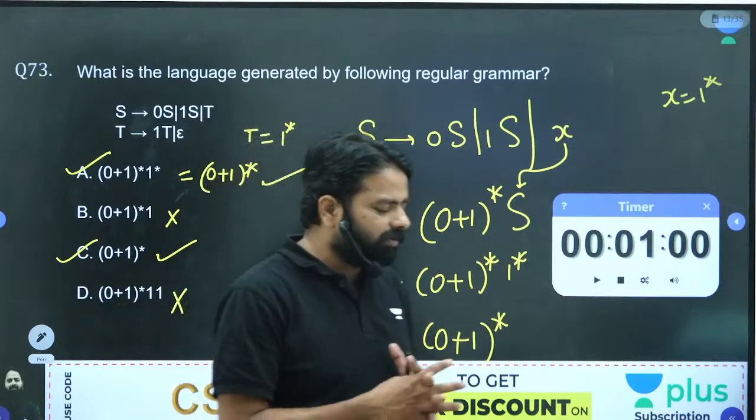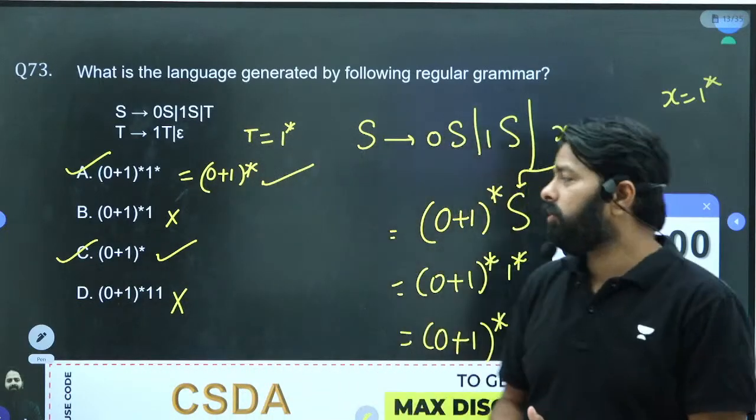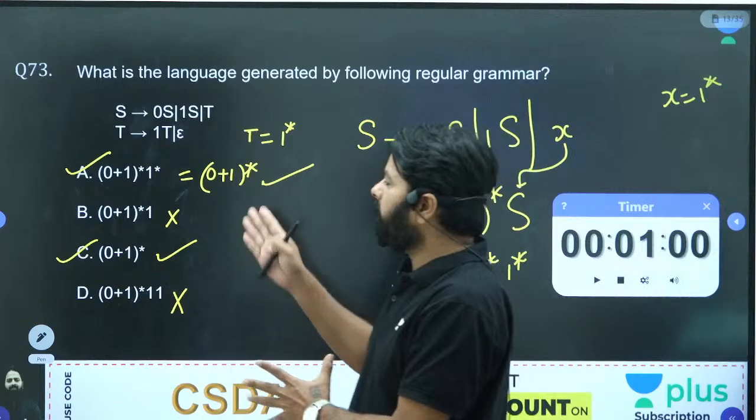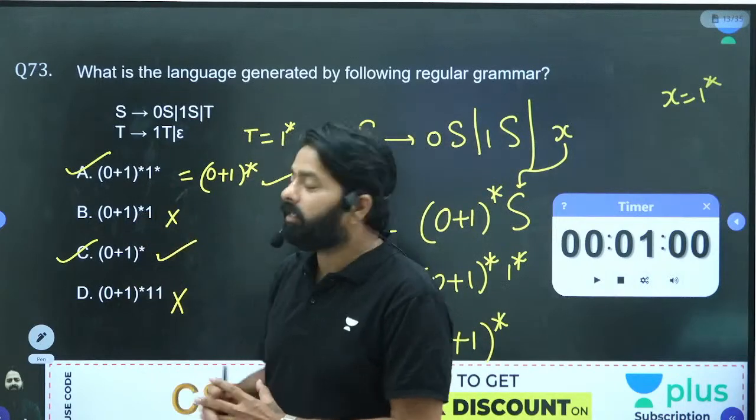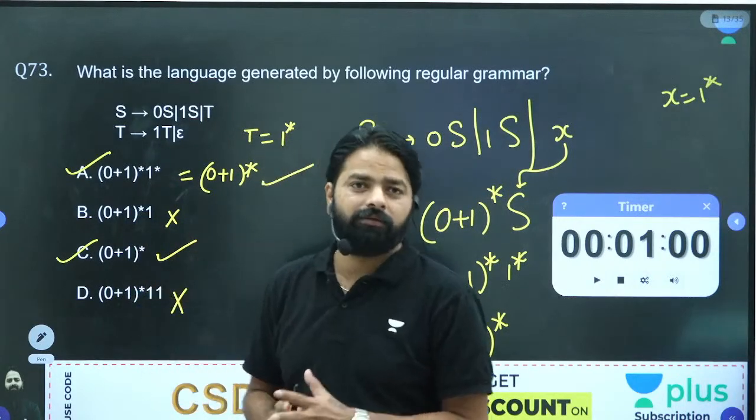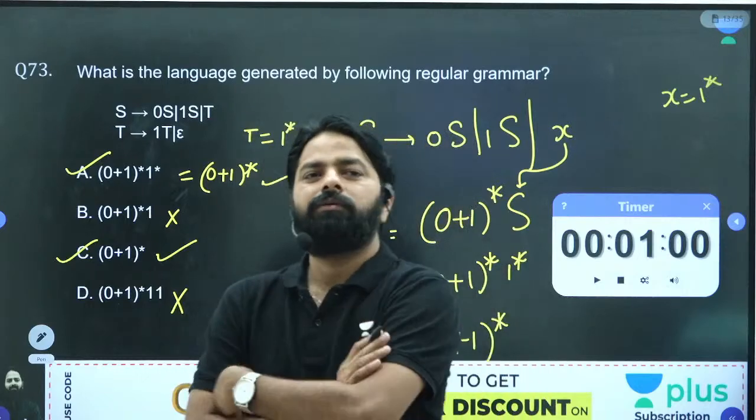When the question is MSQ, be very careful. Even though you know that A is correct, there could be other options that are also correct. Got the point?